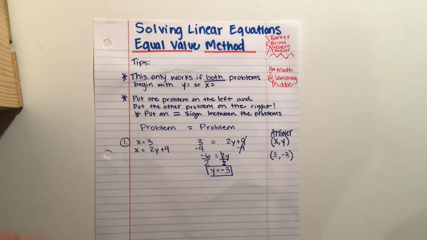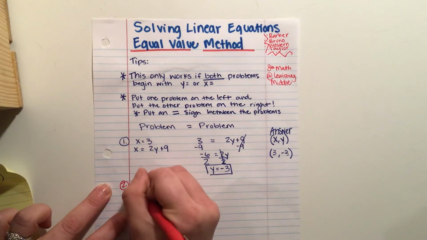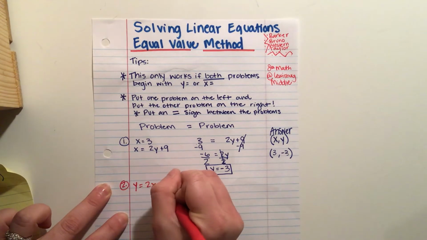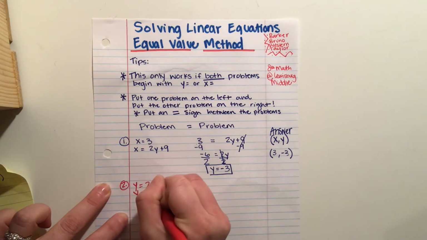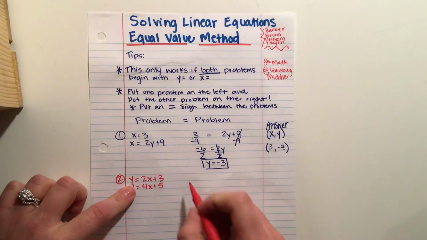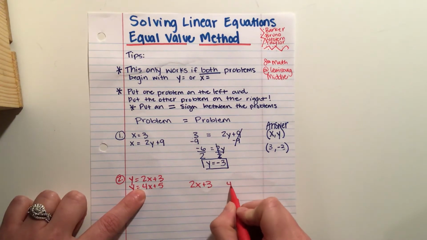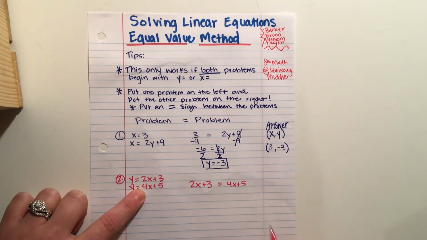Let's try two y equals problems. So what if we have y equals 2x plus 3 and y equals 4x plus 5? You should notice, hey, they both begin with y equals. And when they both begin with y equals, you can use the equal value method. So we're just going to take this information, 2x plus 3, put it on the left, take this information, 4x plus 5, and put an equal sign between them.